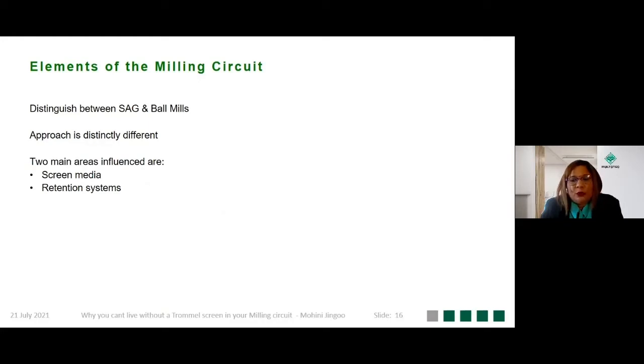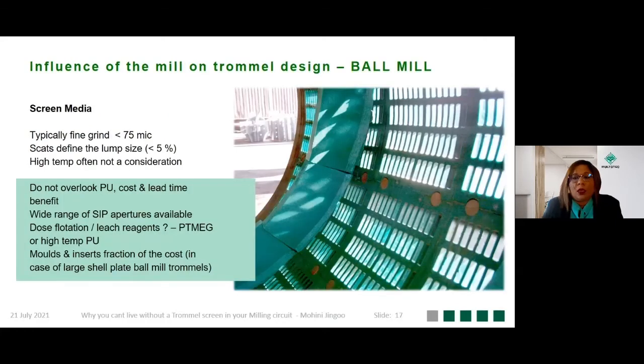Before we look at the influence of the rest of the circuit on the trommel design, we need to realize there are distinctly different approaches to SAG and ball mill trommels. There are two main areas that are influenced, which is your screen media, as well as your retention systems. Let's start off with the ball mill.